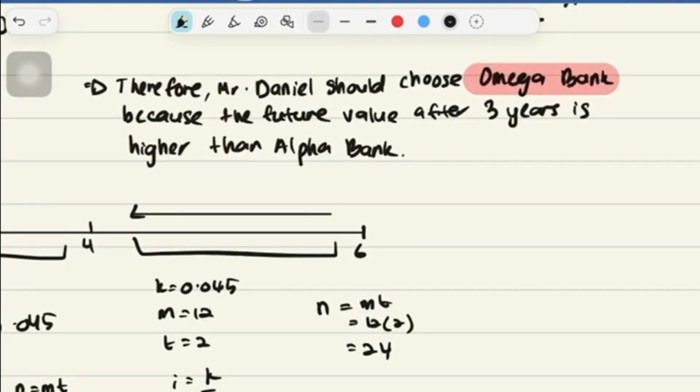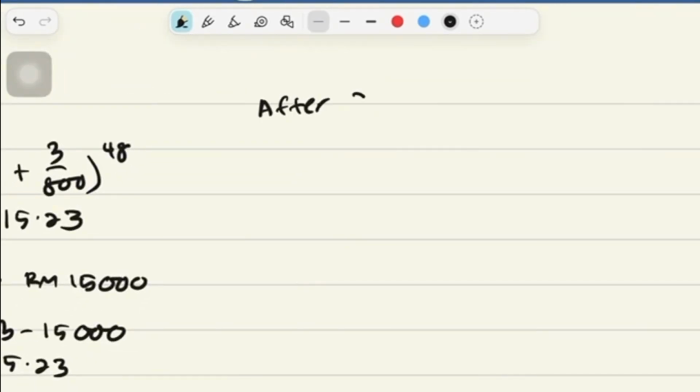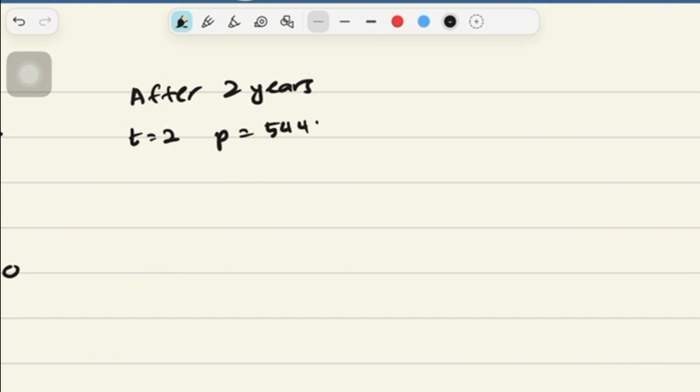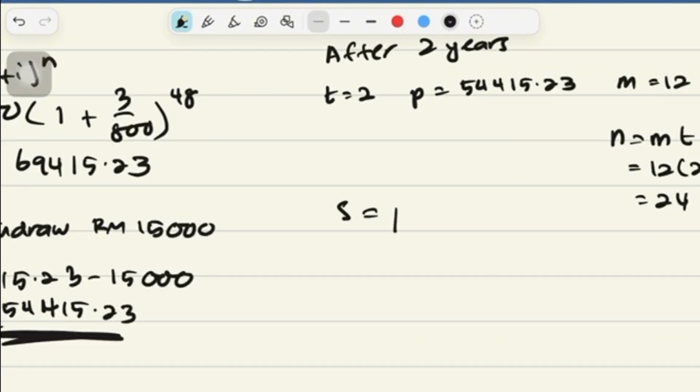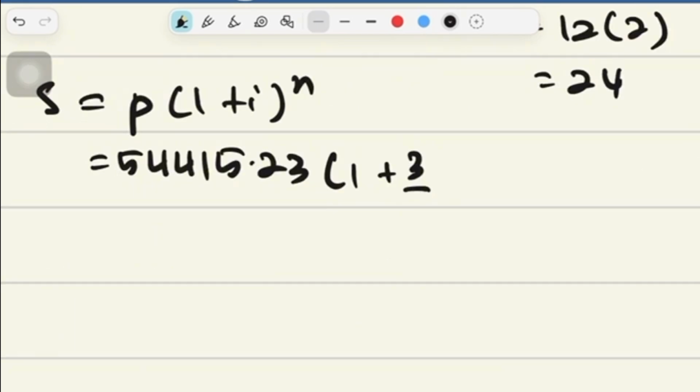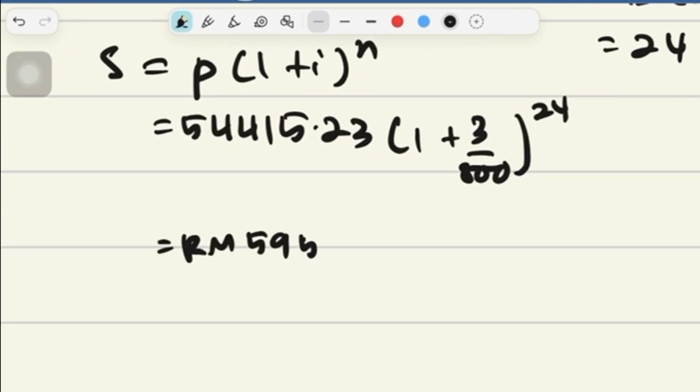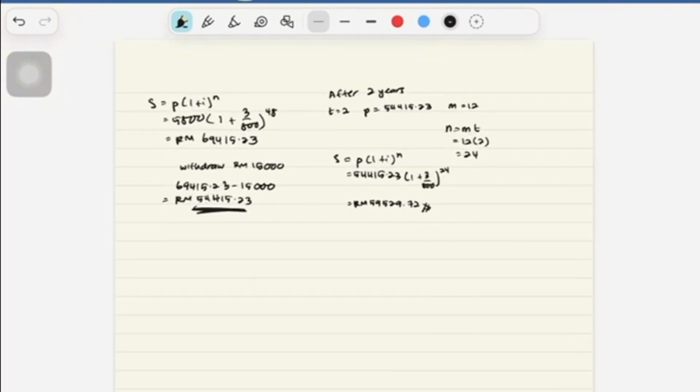Then we need to calculate the amount after the 2 years, because 6 minus 4 equals 2. So T equals 2, and the P value is the answer we got earlier. Then M equals 12, and to find the N value, we use the same formula, and we got 24. We use the same formula to find the S value, and the final answer is 59,529 ringgit 72 cents. And we're done.